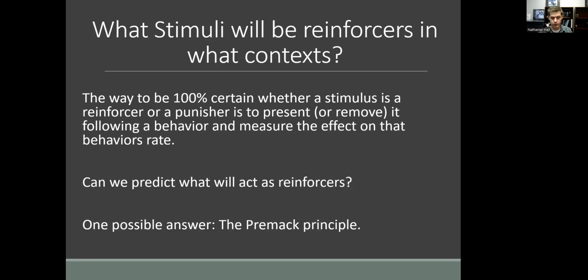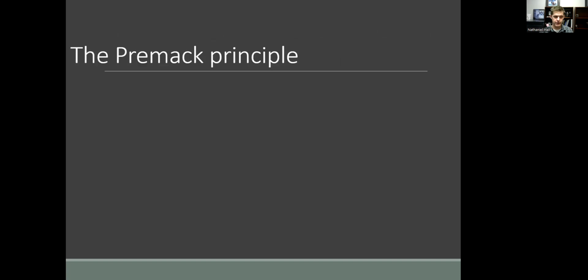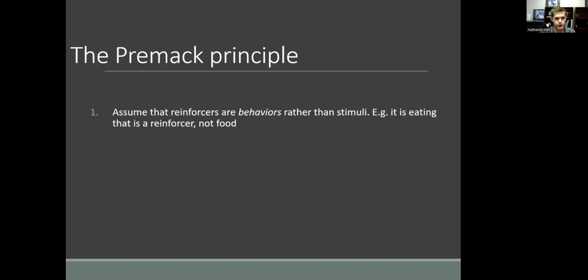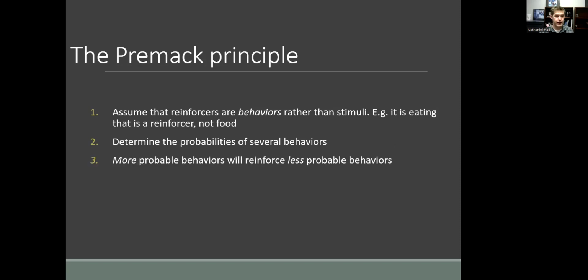That's where the Premack principle comes in, and the Premack principle is relatively simple. It assumes first that reinforcers are behaviors rather than stimuli, meaning that the food itself is not the reinforcer. Eating is the reinforcer. So behavior is the reinforcer, not the actual stimulus per se. And you can determine the probabilities of several behaviors in a free operant situation, meaning that you can choose between a variety of behaviors without anything interfering with that. More probable behaviors will reinforce less probable behaviors.